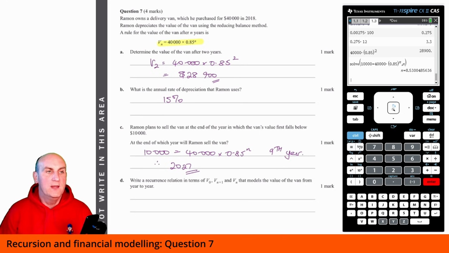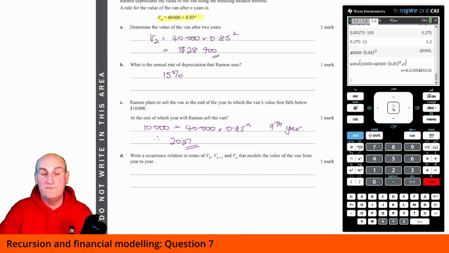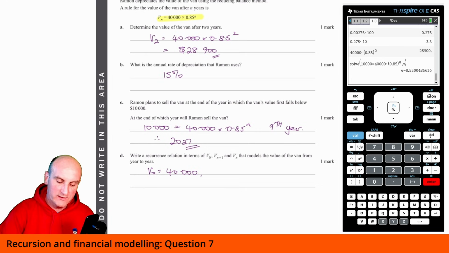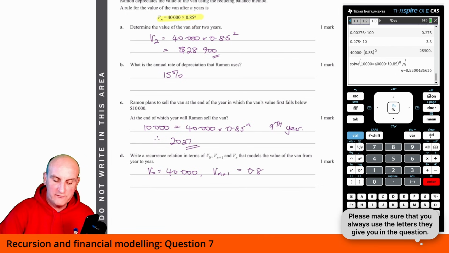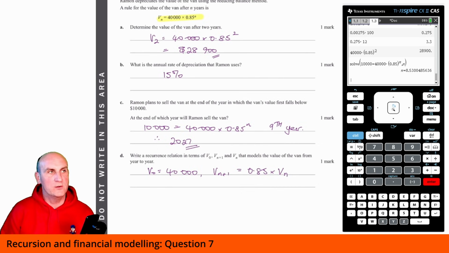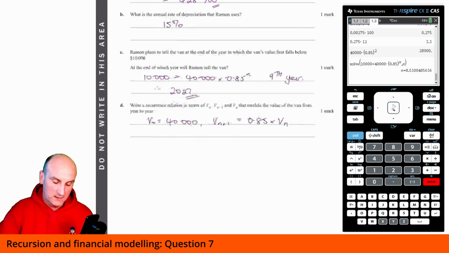Let's write therefore. Write a recurrence relation in terms of V0, V of n plus 1, and V of n that models the value of the van from year to year. Again, being able to convert from a recurrence relation to a rule and vice versa is really important. So we know that V0 was the initial cost of the van, which is 40,000. We know V of n plus 1 is equal to, and it's nice and simple with these ones because that value there basically becomes my 0.85, and I times it by my V of n. We've got no payments being made. So again, it's a nice and easy conversion.